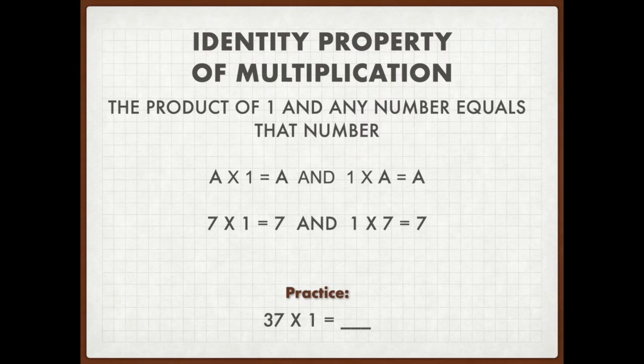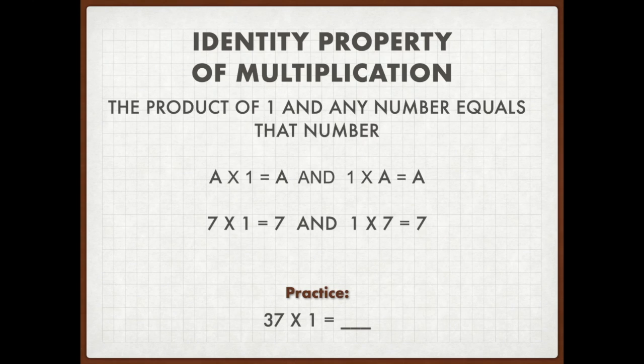And then here we have the identity property of multiplication. Now we already looked at the identity property of addition, and here if I multiply and I look at the product of 1, any number equals that same number. So A times 1 will be A. 7 times 1 will be 7. It will always yield that number, and that's pretty easy. You learned that before. Whatever number times 1 yields that number.